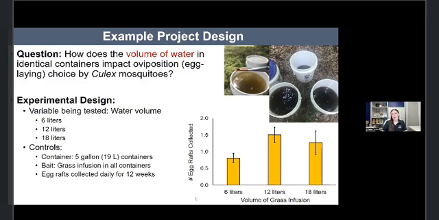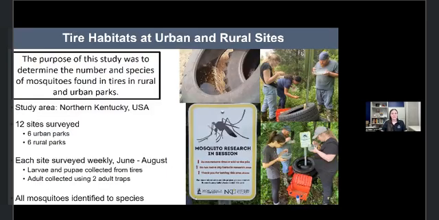I'm going to talk about another one that might be a little bit more challenging for you guys to do at home, but just to give you another idea of a type of project that you could do. So in this case, we were looking at the types of mosquitoes that are in discarded tires, because discarded tires that people just throw into the woods are a major problem for mosquito control, because tires hold water for a long time. Lots of leaves and things fall into them, so they're a great habitat for mosquito larvae.